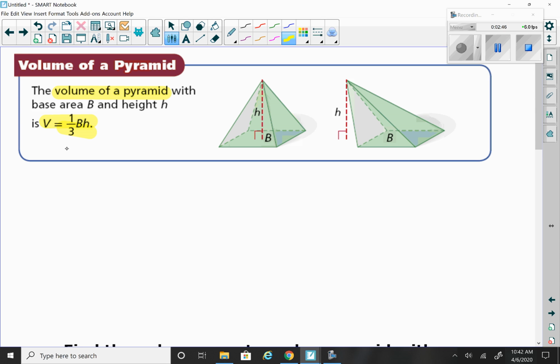Just like we talked about with cylinders and prisms, you can even be talking about oblique pyramids, ones that are tilted or slanted. Just make sure your height is perpendicular to your base. So again, make sure you have that formula jotted down.